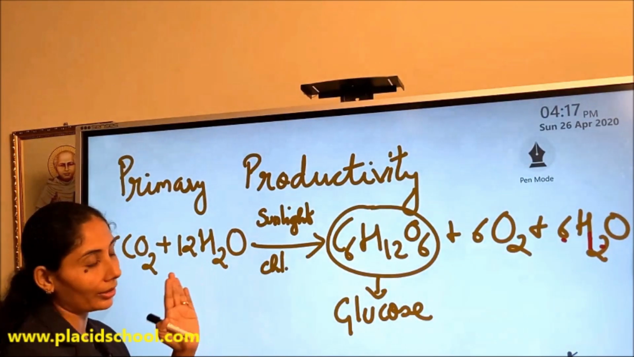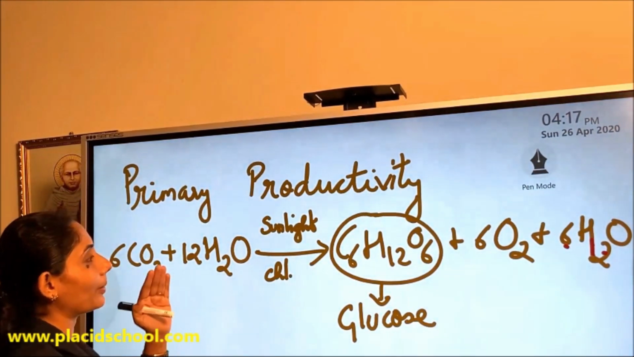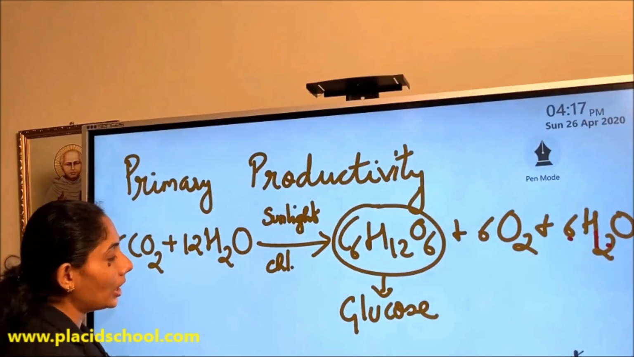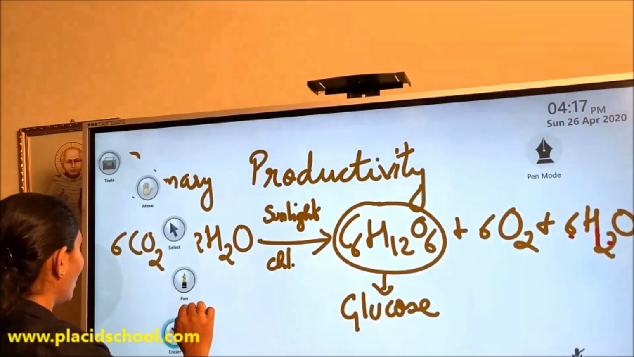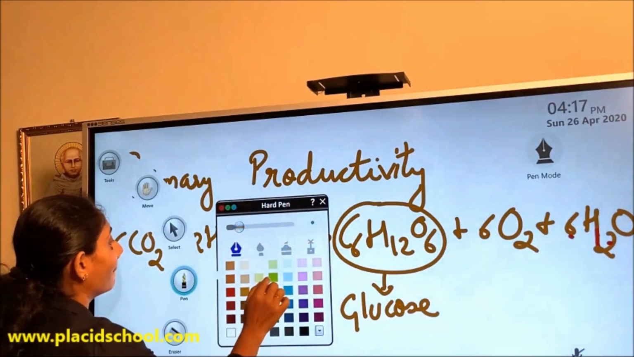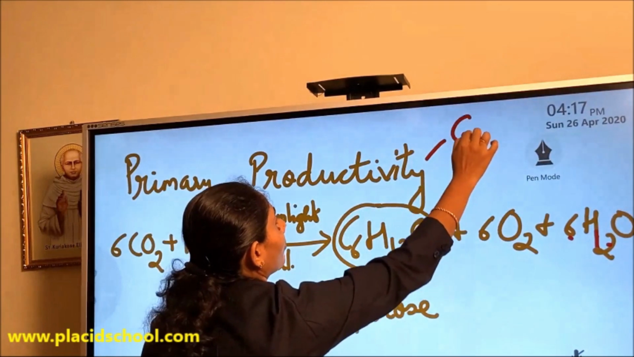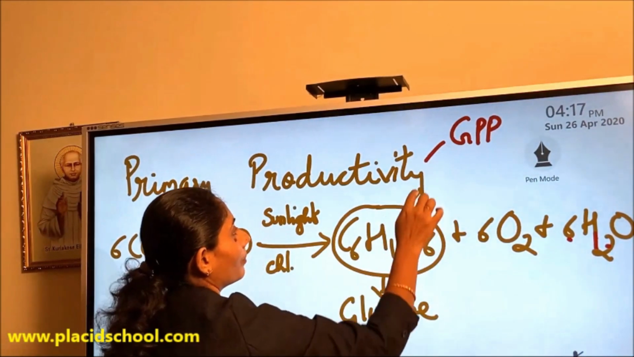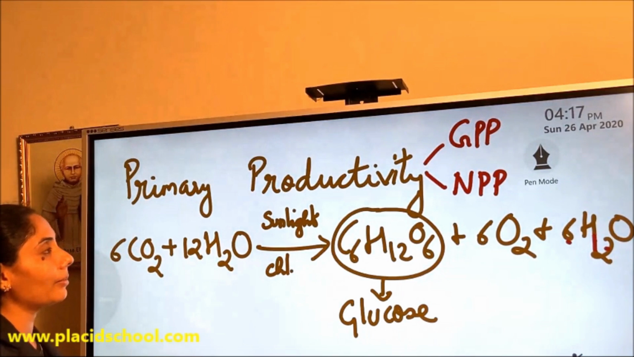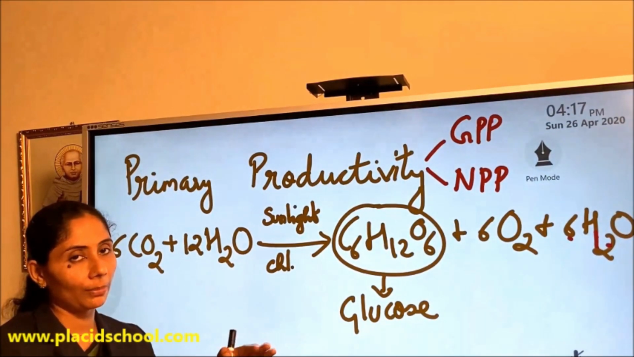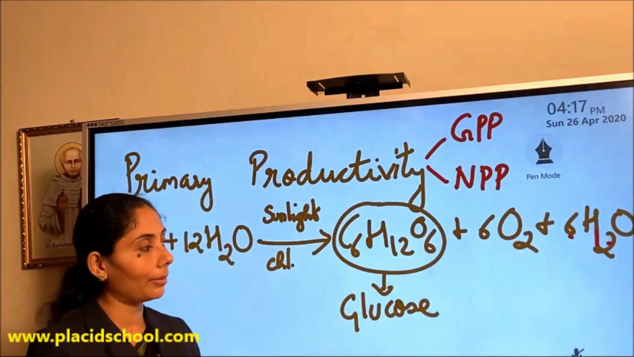This is done by green plants. So you get glucose, so the organic matter is synthesized, and this is what is referred to as primary productivity. Again, this primary productivity is classified as GPP and NPP. We can further subdivide primary productivity into GPP and NPP. What is GPP? GPP is gross primary productivity and NPP is net primary productivity.